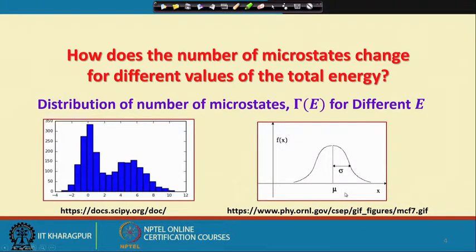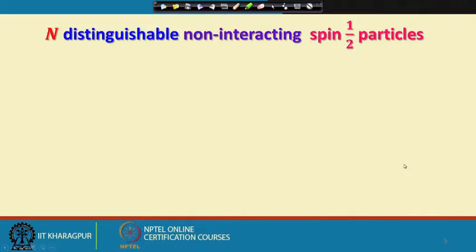mu. So, my question is, is it possible to represent the number of microstates in terms of one such distribution function when I carry out a simple experiment like the measurement of the total magnetic moment of a spin half system? This is what we are going to see next.